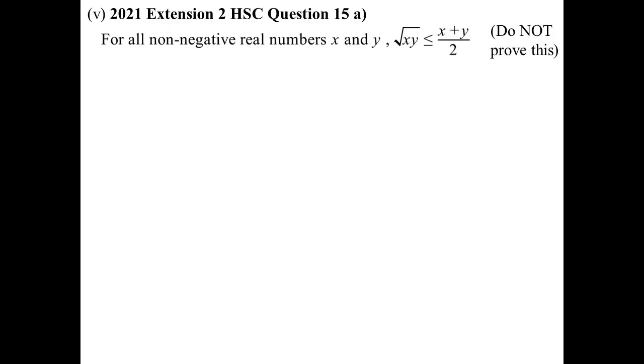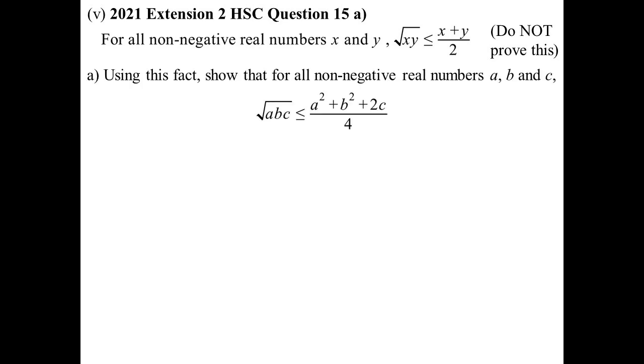Let's have a look at a couple of HSC questions that have happened recently. 2021. And they did make the big point though, don't prove it. Using that fact, now my hand is forced, I have to use that. Show that for all non-negative A, B, C, why didn't you just say positive? I suppose it could be zero, but anyway. This expression is what we're trying to show. Well, it said use this fact.